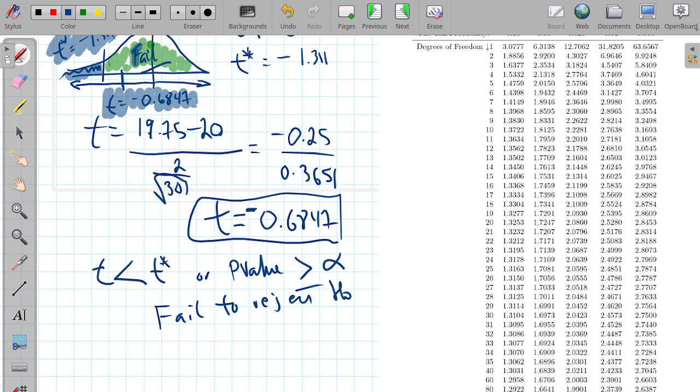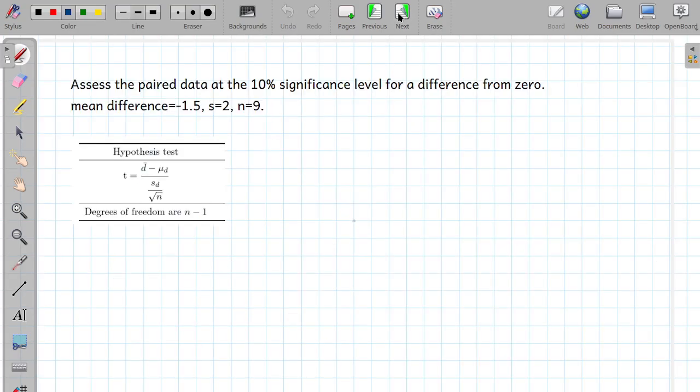P-value, by the way, if you're wondering, is whatever it is. I didn't work it out with the calculator, but the p-value is definitely greater than 10%. And by quite a bit, I would suggest, given the size, or the lack thereof, of our test statistic. Moving on.